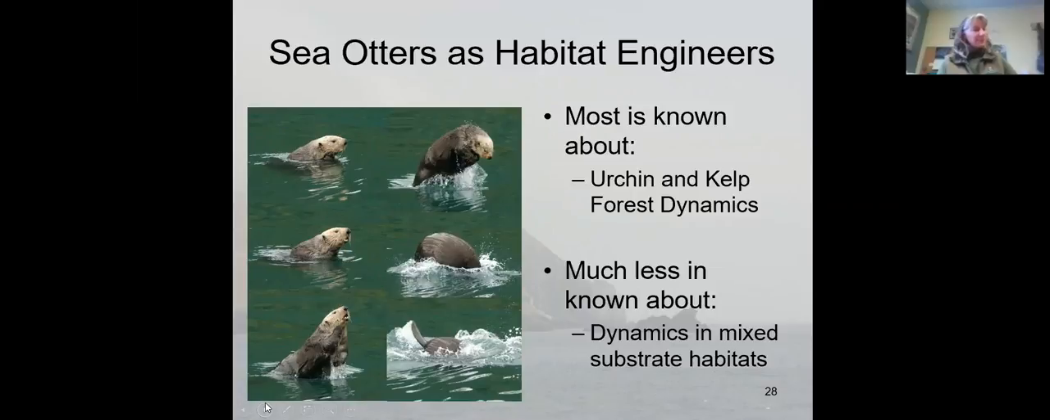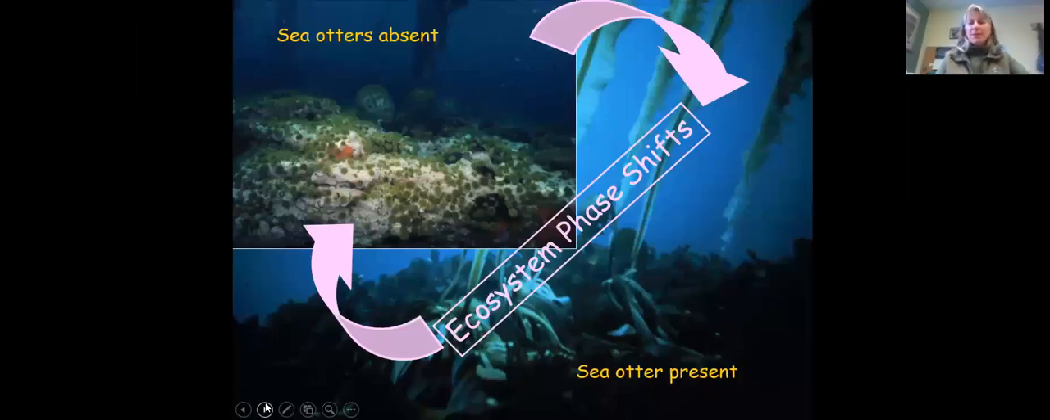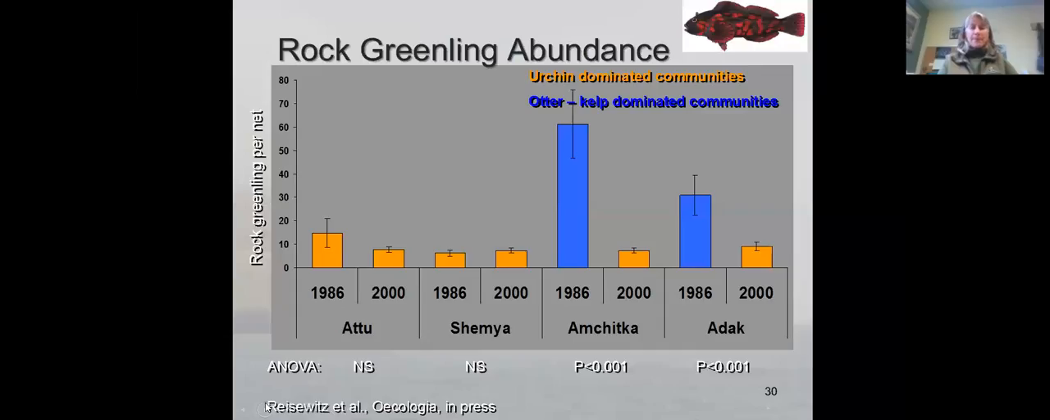Next, please. So this may be familiar to some of you. These are some of the photos from that central Aleutians area where sea otters are absent. You get these very dense beds of green urchin and very intense grazers on kelp forests. When sea otters are back in the system, you get these shifts to kelp forest ecology. Next, please.